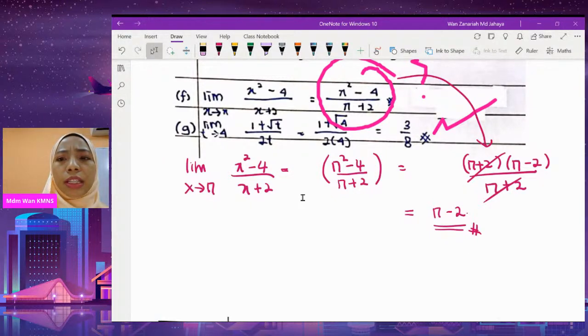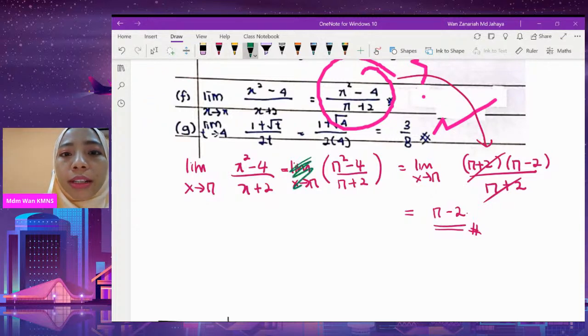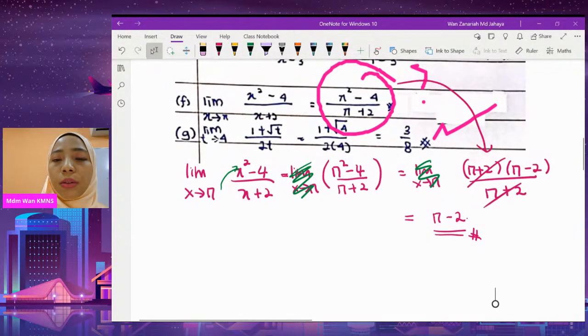How about G? Bear in mind, tengok, I no longer write down limit x approaching pi. Jangan you ingat semuanya kena limit x approaching pi. Once you substitute, cikgu ni pi square, I cannot have limit x approaching pi anymore once I substitute. Okay, clear? Forgot to simplify. It's okay lah. So you learn from other people's mistakes.